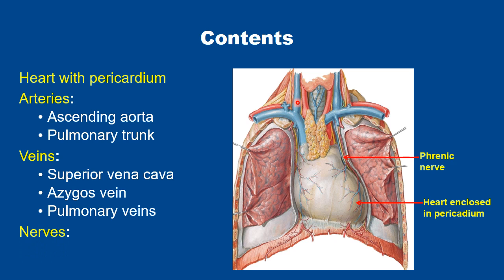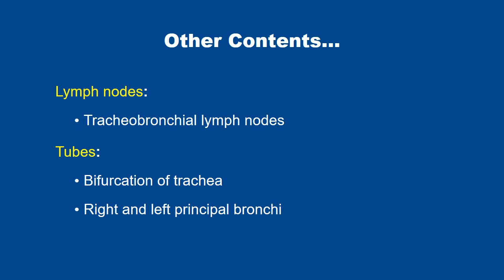Then it also contains some nerves, like the phrenic nerve. Here this is the phrenic nerve. Apart from these contents, it also contains other structures like lymph nodes, the tracheobronchial lymph nodes, and tubes. These tubes are the bifurcation of the trachea and the right and left principal bronchi.